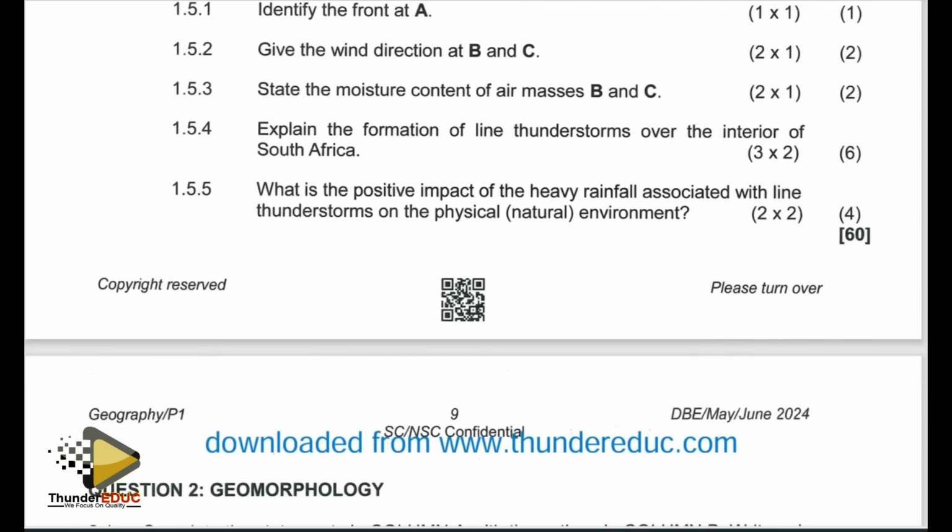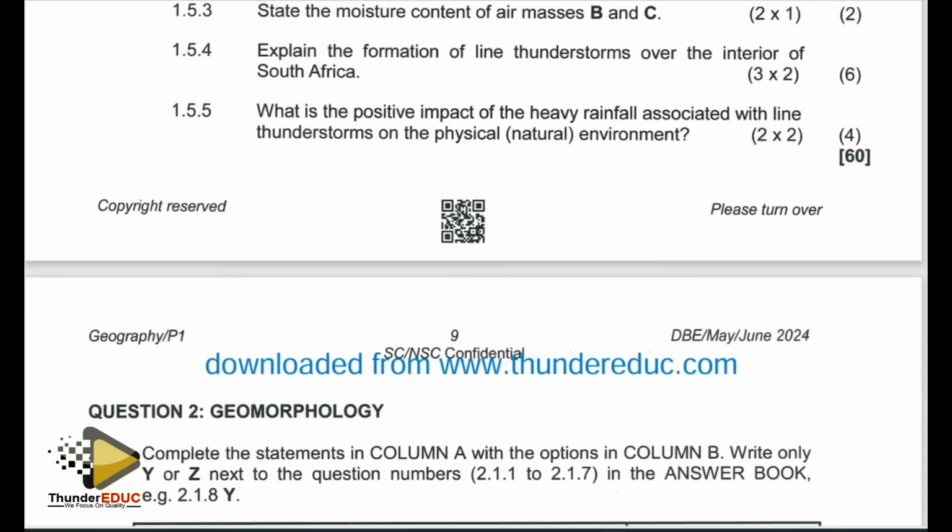What is the positive impact of heavy rainfall associated with line thunderstorms on the physical or natural environment? Right, the responses here are just simple. We are looking at the implication of having moisture being fed to the natural environment. How does it impact? We can talk of replenishing of water sources, which will benefit the aquatic life. We have different aquatic ecosystems and aquatic life.